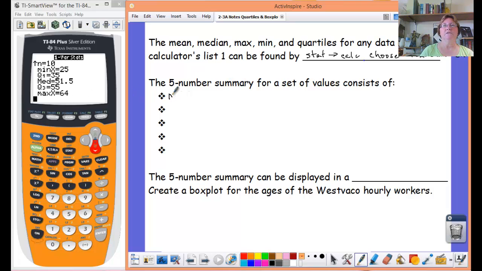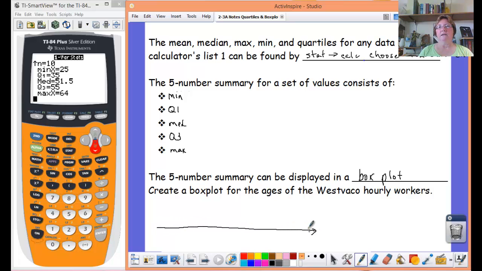The 5-number summary is exactly those values, folks. It is the minimum of a data set, the first quartile, the median, the third quartile, and the maximum. And that 5-number summary is what you use to build a box plot. And some of you may have heard it called box and whiskers, which is fine. Box plot. If we're going to create a box plot for Westvaco, this is what we want to think about.